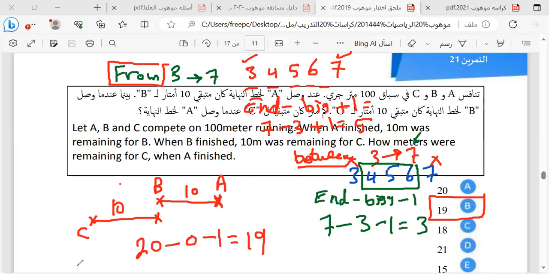It should be 20 because 10 meters were remaining for B when A finished. That's 10. And then when B finished, 10 meters were remaining for C. So 10 plus 10 is 20. Right. Now, when A finishes, how many meters will be between C and the end? It will be 19, not 20.